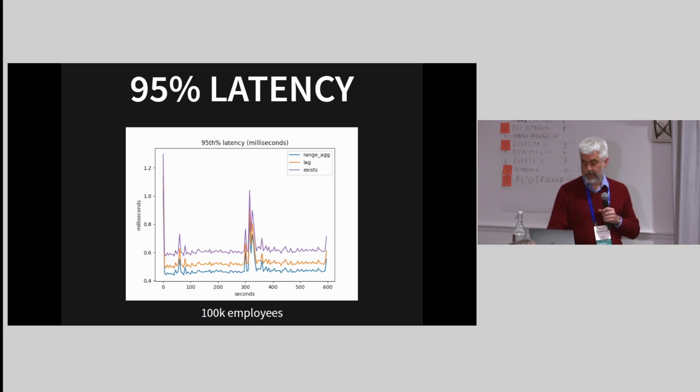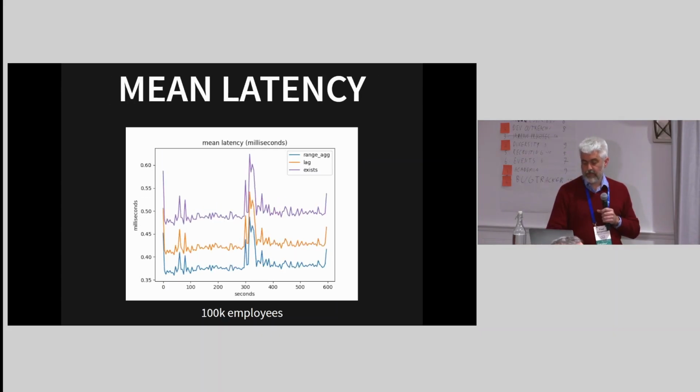Rangeag has the lowest latency here. You can see what I mean about noise affecting everybody the same. Here's median latency, and here's mean latency. So in this case, exists is back to being the lowest again. It only outperforms when most of the checks are for invalid records.